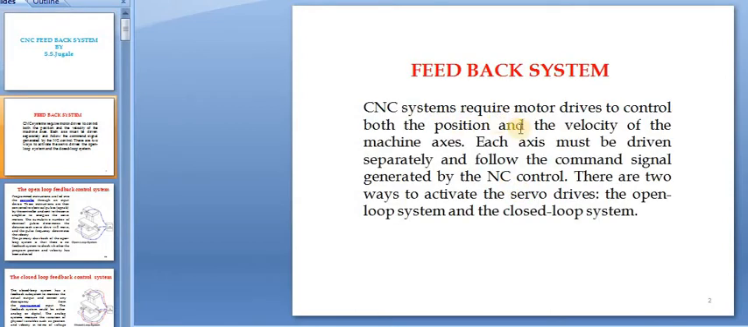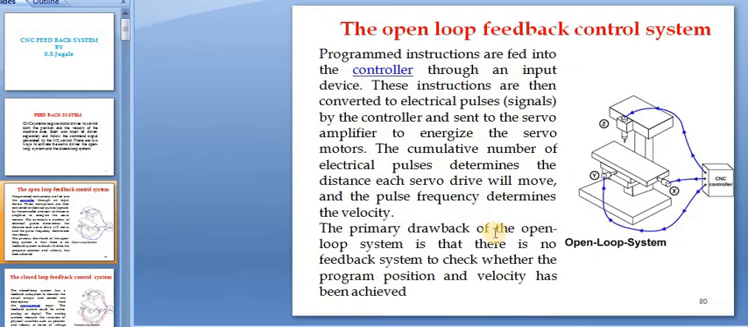A CNC system requires motor drive to control both the position and the velocity of the machine axis. Each machine axis is driven separately and it follows the command signal generated by the numerically controlled machine. There are two ways to activate the servo drives: the open loop system and the closed loop system.